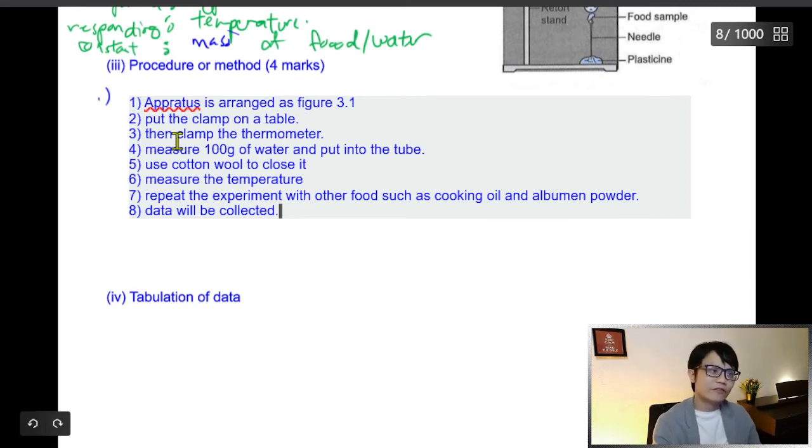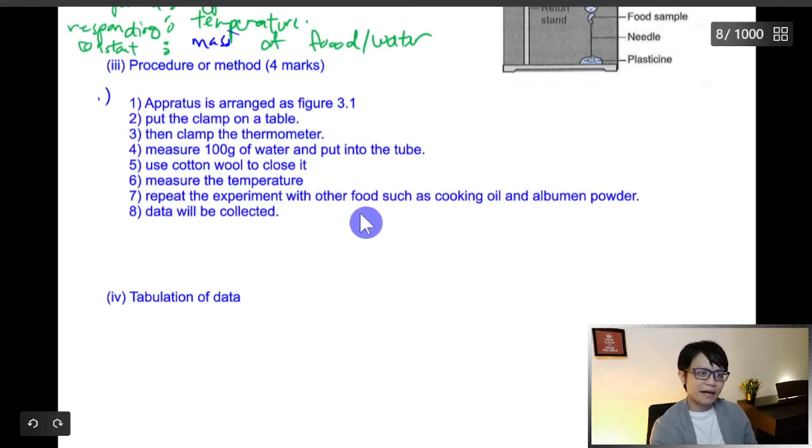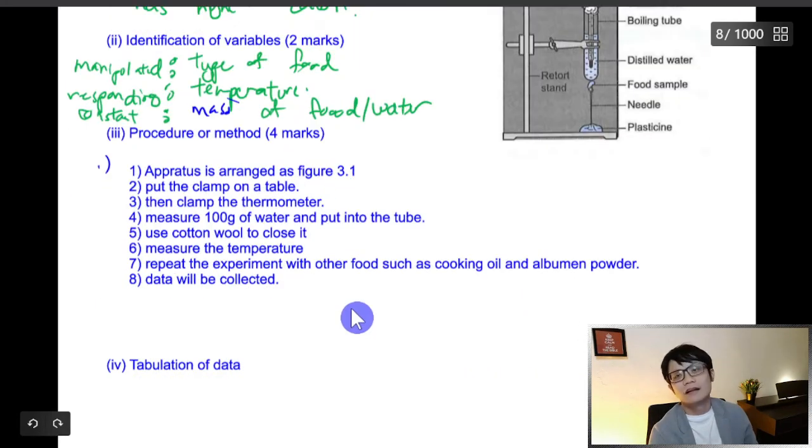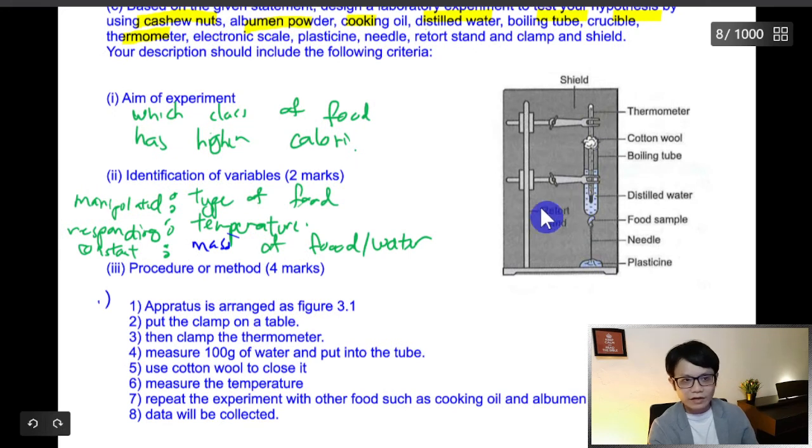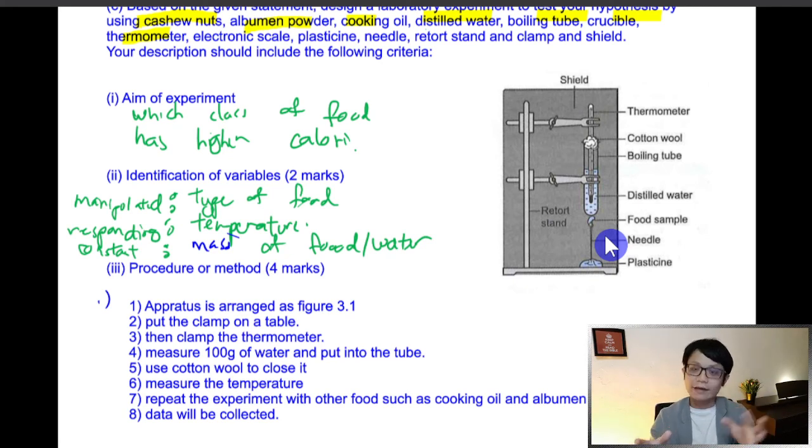So basically for all experiments it is usually the same. I write short, but in the exam you can write a bit longer. Just say that you want to arrange the apparatus, put it on the table, put the water, measure it properly, make sure it is safe, do the experiment, collect the temperature. After that, repeat step 2 to 4. I like to just say repeat the experiment. It is acceptable also. Repeat the whole experiment with other types of food according to your question.